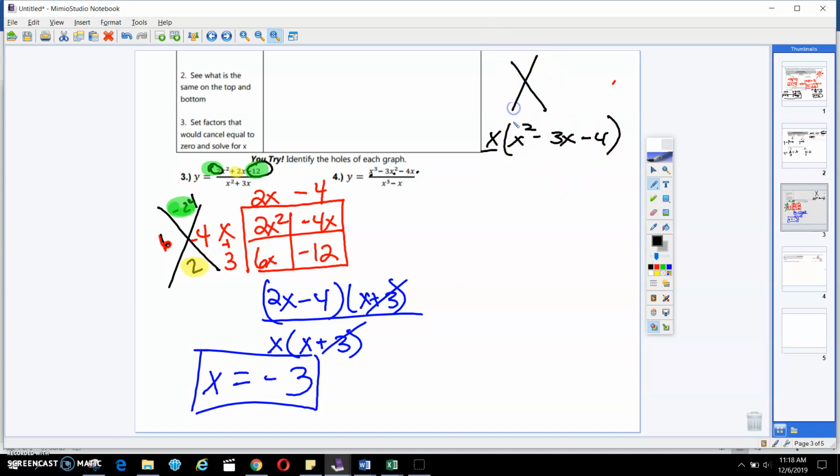So we're going to do the X method. We take our a times c term, and that's going to give us -4. Our b is -3. So what two numbers will make that happen? -4 and 1. So I can rewrite this top expression as x times x minus 4 times x plus 1.